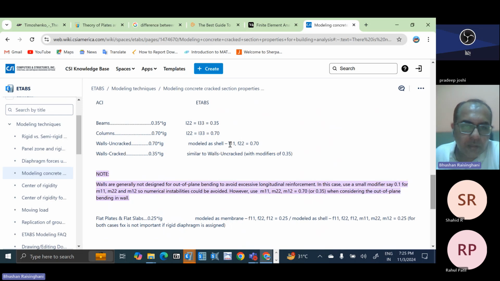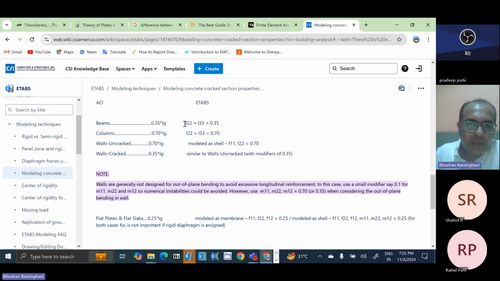So in plane, when you are giving a shear wall, you have to give in-plane forces also. So in plane is F11, F22 for the shear walls which are uncracked, and walls that are cracked, 0.35, similar to walls uncracked with a modifier of 0.35. Instead of 0.7, you have to give a modifier of 0.35. So this is the definition of the ACI code, not the Indian code, but the logic remains the same.